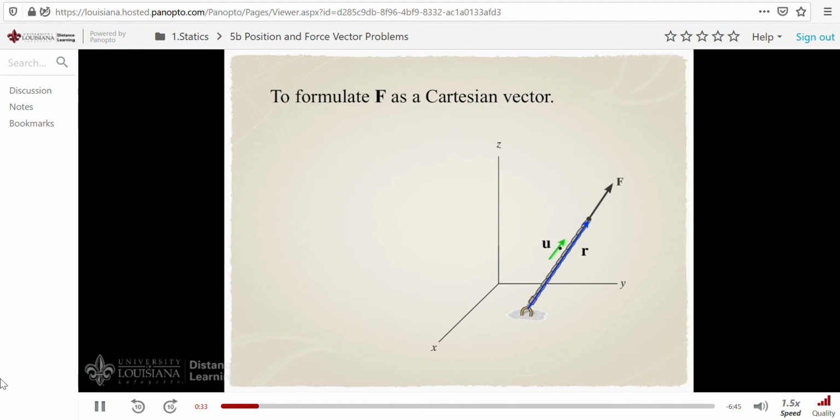As a result, if we know it, we can multiply it by the magnitude of the force, and we can thereby create the force F as a vector. Here's the formulation that's used to do this. Again, the magnitude of the force times the unit vector in the direction of r, and of course, in the same direction as F. So let's use this idea now to solve a few problems.